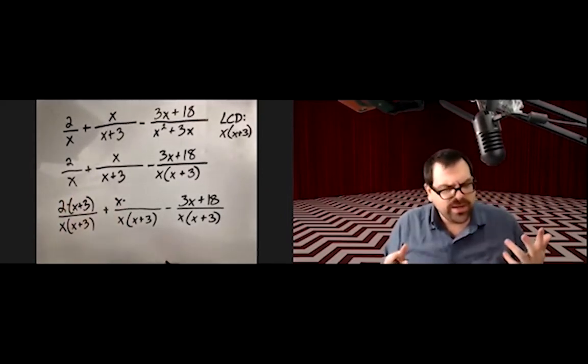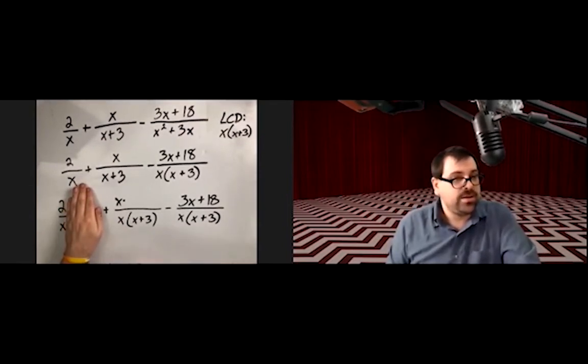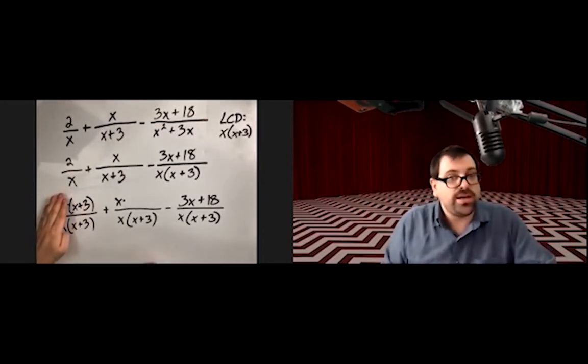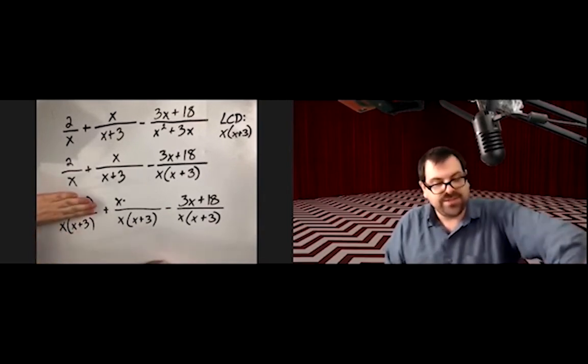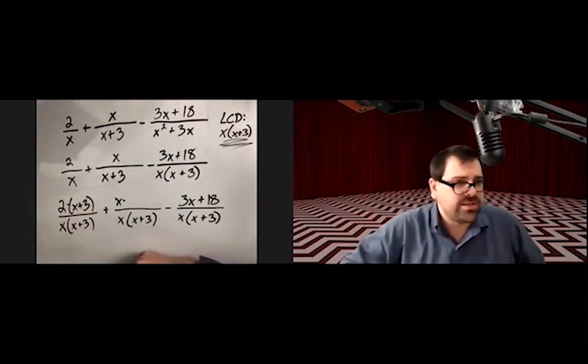So why did we end up putting that in? Well, because we had originally 2 over x. We can multiply that by any form of 1 and not change it. And this specific form of 1, x plus 3 over itself, is the one that gives us x times x plus 3 on the bottom, the LCD. So that's why this works.